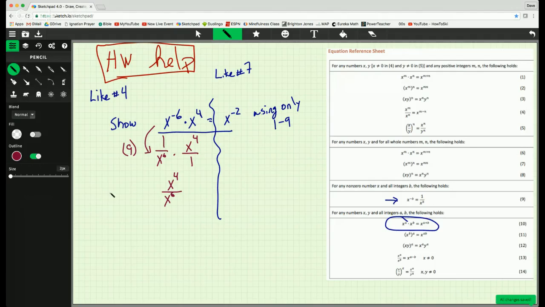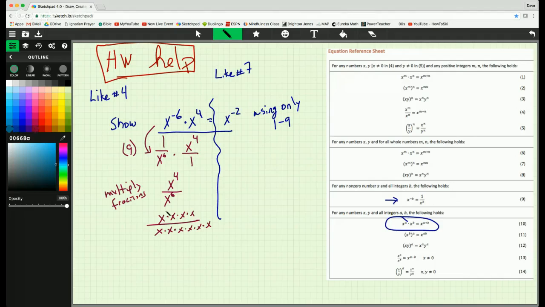And this is just multiplying fractions. Now we're going to expand. That's equal to x times x times x times x, all over x times x times x times x times x times x. And now I'm going to cancel. Cancel, cancel, cancel, cancel, cancel, cancel, cancel, cancel, 1.